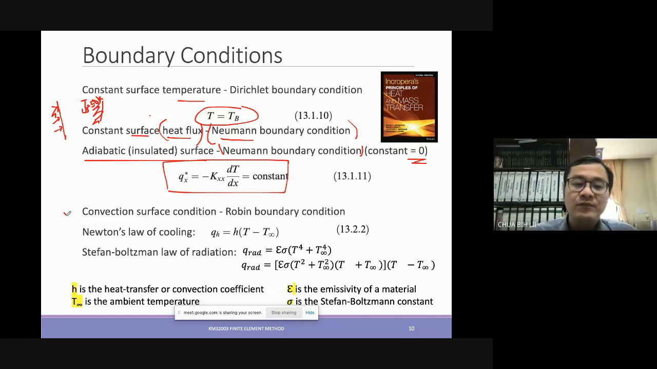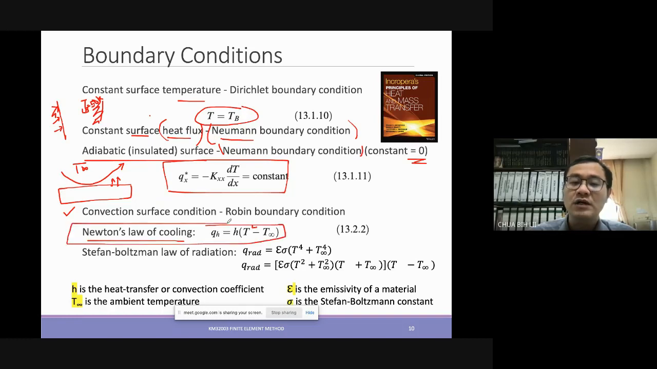Then the next one would be the convection surface condition. Convection refers to a type of cooling. So you may have a solid which is heated, but then there is air coming in and out. We call this a Robin boundary condition, where we assume that every single node is subjected to a kind of heat loss. That heat loss can be estimated by Newton's law of cooling, which is Q equals H multiplied by T minus T infinity, where T infinity refers to the room temperature, a temperature which is far away from the surface.